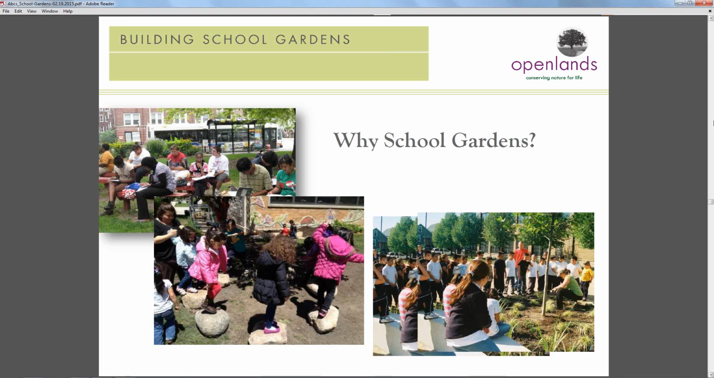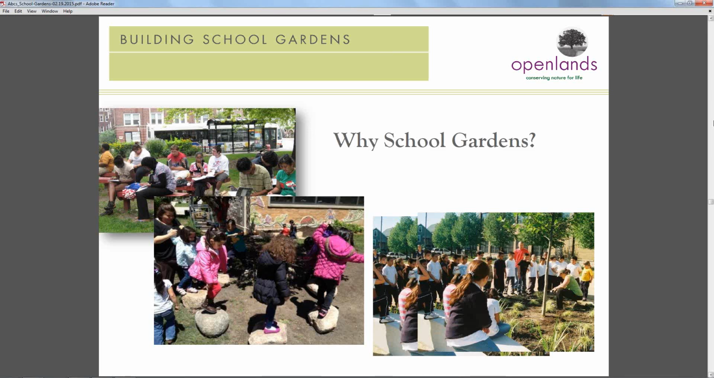So the piece I wanted to focus on is the nature piece. Why is being outdoors, why is connecting to nature important? There's a fantastic website, the Children & Nature Network, that identifies a lot of research that supports what the benefits are to being outdoors. So not necessarily being in the garden, getting your hands dirty, but just being outdoors.